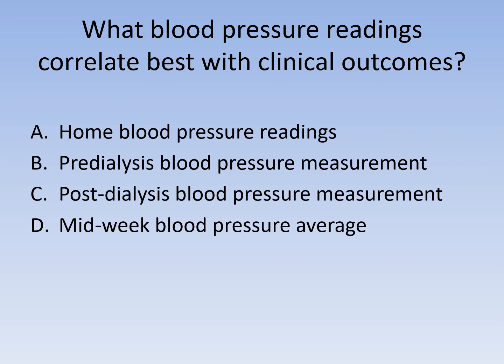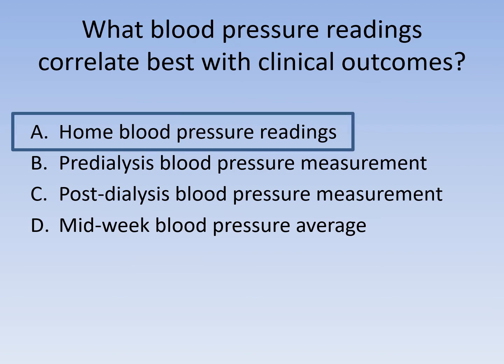Next question. What blood pressure readings correlate best with clinical outcomes? Excellent. Home blood pressure readings. So again, home blood pressure readings, whether it's done by single measurements by the patient or ambulatory blood pressure monitoring, correlate well with clinical outcomes, whereas in-center readings do not.